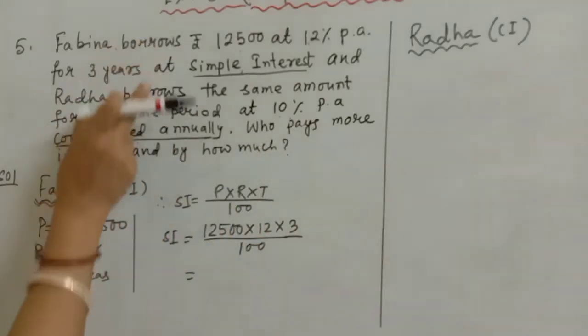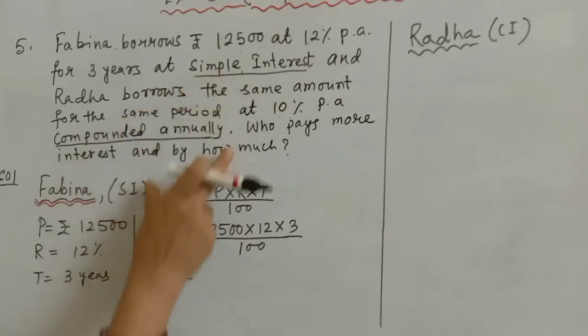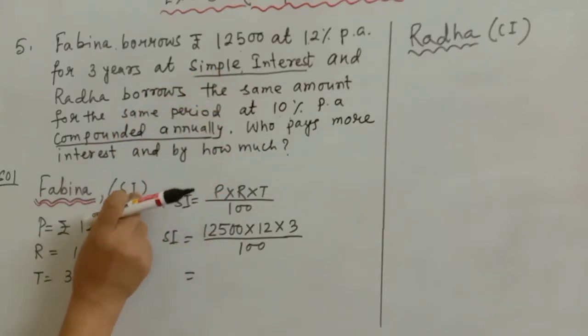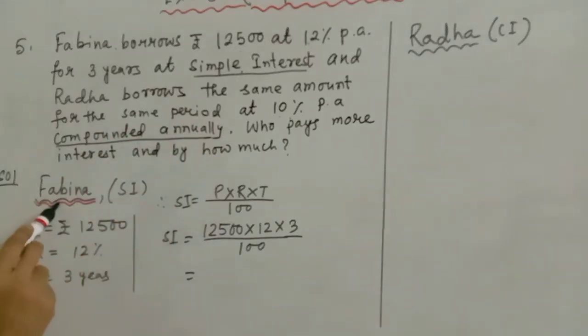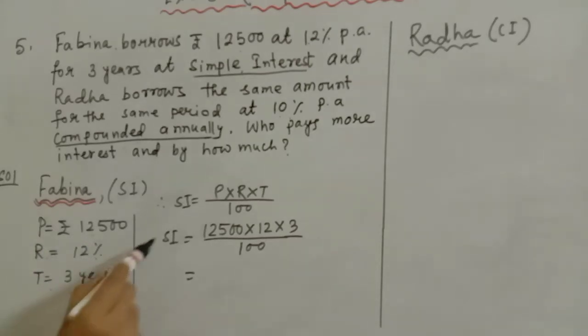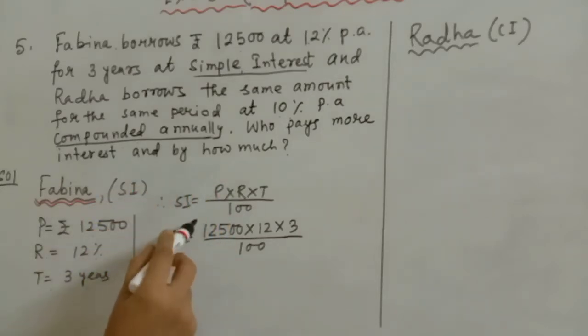So you have to do the sum in a different way. The first one is for simple interest and the second one will be compound interest. So for Fabina, simple interest: principal rupees 12,500, rate 12%, time 3 years. First of all, you have to find the simple interest, how much Fabina has to pay.